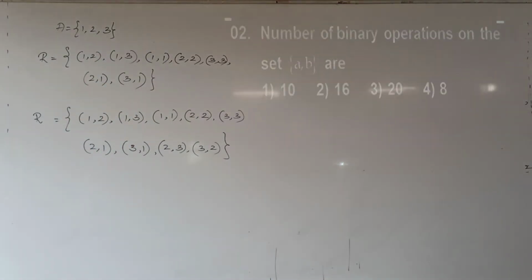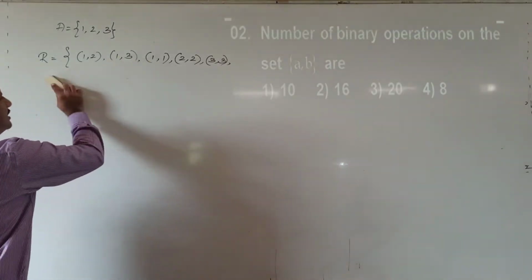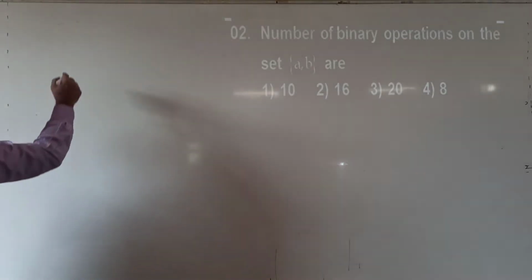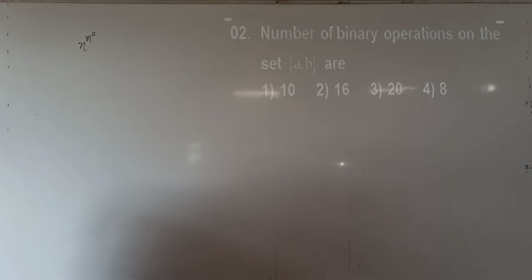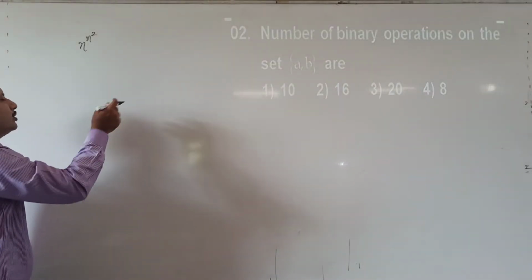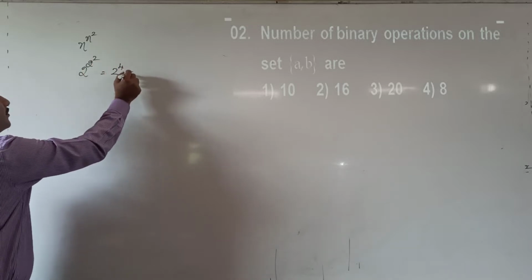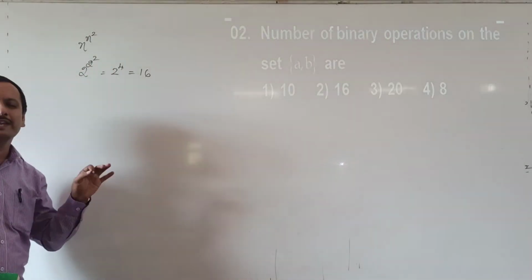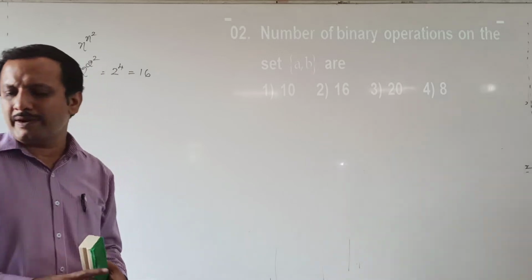First option. Then, number of binary operations on the set {a, b}. The number of binary operations on a set consisting of n elements is n to the power n square. This formula you know. Here in this case n is equal to 2. There are 2 elements in this set. So, the answer is 2 power 2 square, which means 2 power 4, that's equal to 16. This formula you should remember.